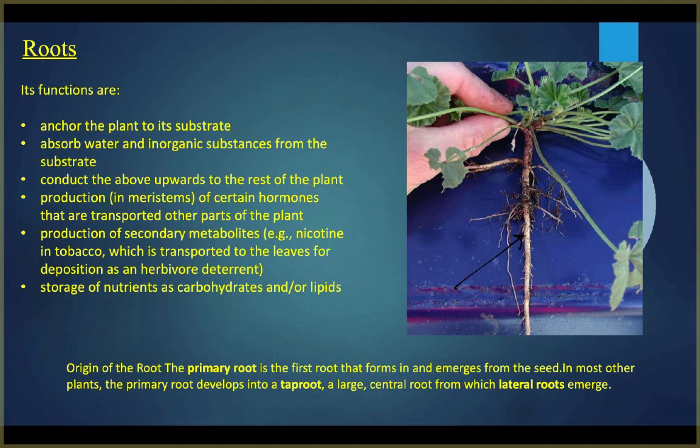And so the origin of the root, you have what's called the primary root, which is the very first root that forms in and emerges from the seed. Then in most other plants, the primary root develops into a taproot, which is that large central root. From that, the lateral root emerges.